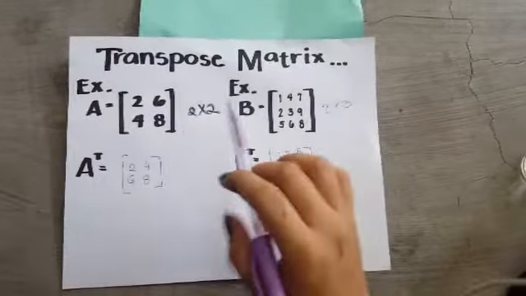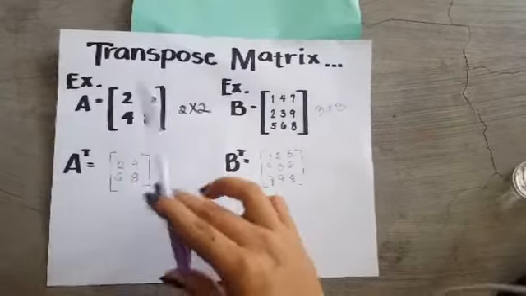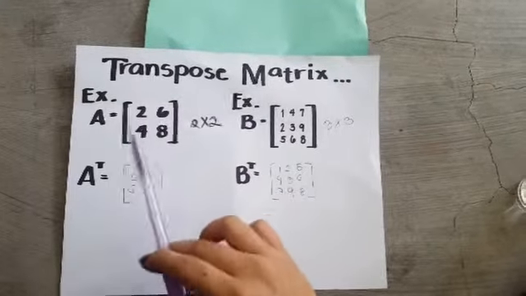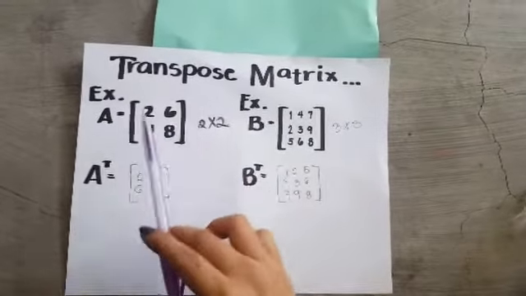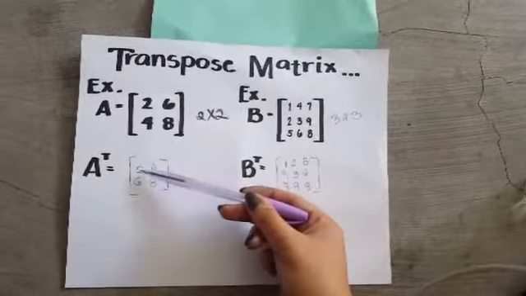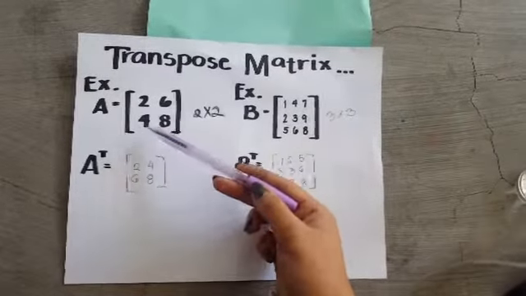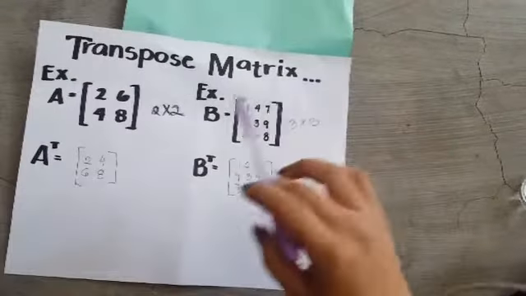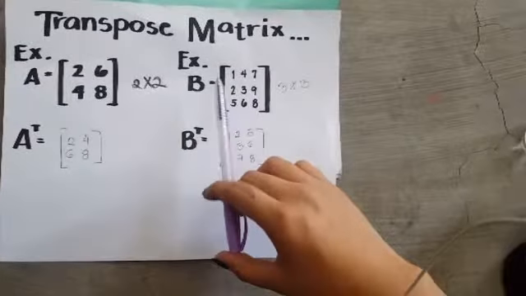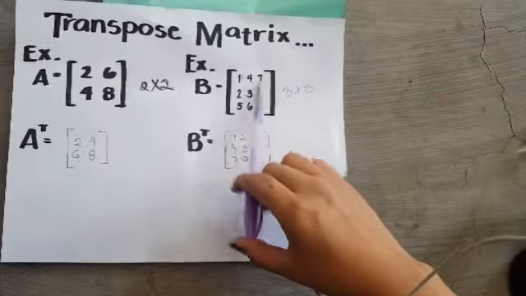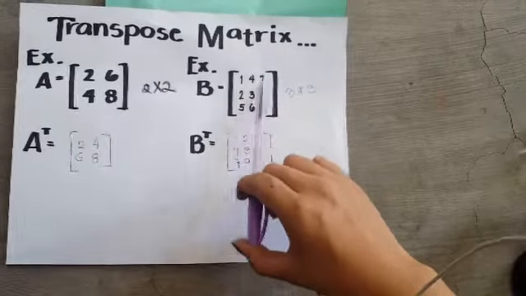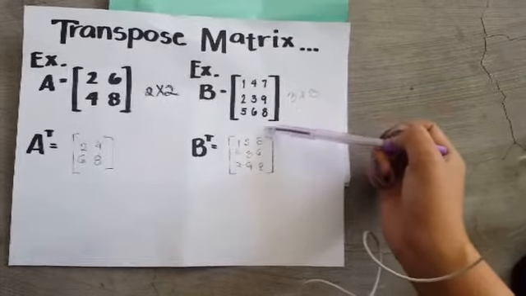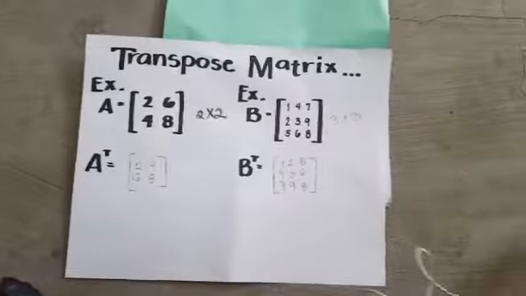Okay, so this is the transpose matrix. I have two examples here, letter A and letter B. In letter A, the size of our matrix is 2 by 2, so all we have to do is change the rows and the columns. Our row 1 is 2 and 6, so we'll put it in the first column, just like that: 2, 6. The second row, 4, 8, we put in the second column, 4 and 8. In letter B, we'll do the same. We put the first row in the first column, so 1, 4, 7 is here, 2, 3, 9 is in the second column, then 5, 6, and 8 is in the third column. So that's the answer.